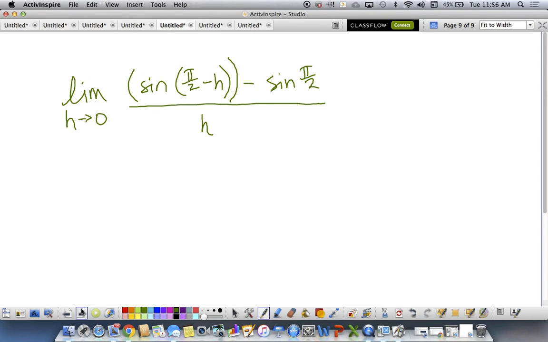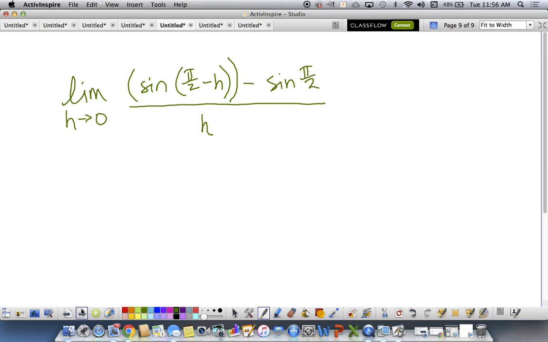So I'm going to plug 0 into h here. What happens when you plug 0 into h? You get sine pi over 2, which is 45 degrees? No, that's pi over 4. Oh, 90. Okay.